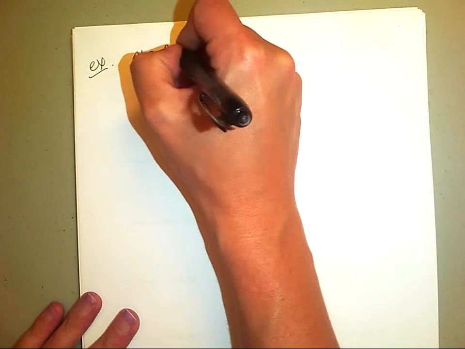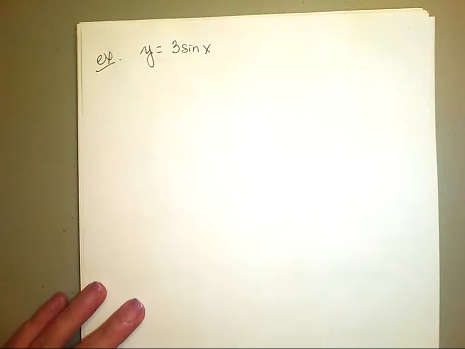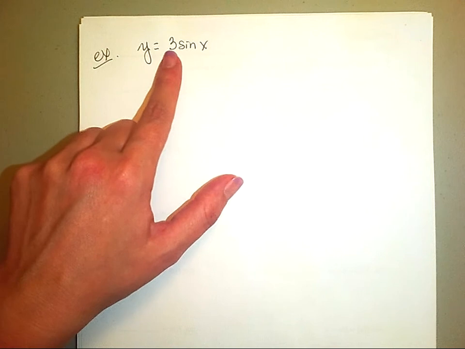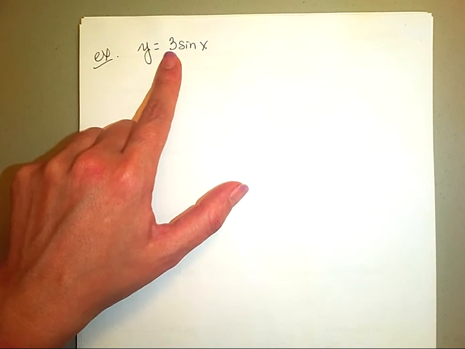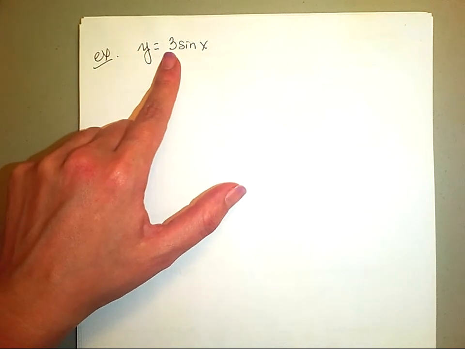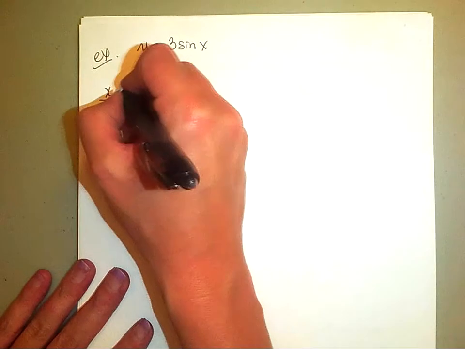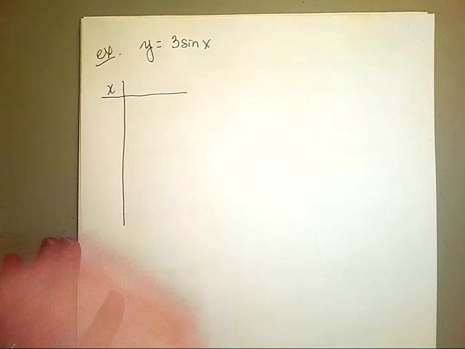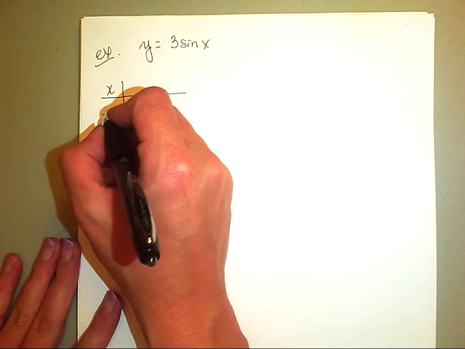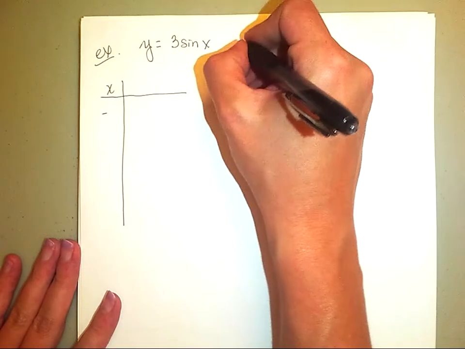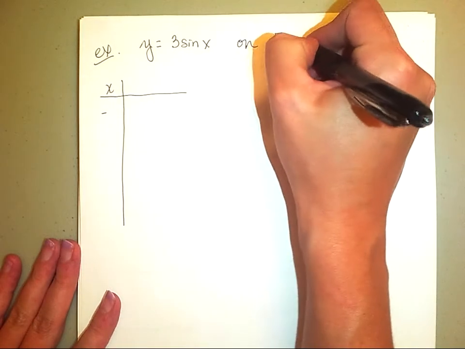Now, for example, let's say we had to graph y is equal to 3 times the sine of x. So how can we do this? We could do it by table of values. Okay, this will be the long way. We'll do it once. Let's just graph it on 0 to 2 pi.